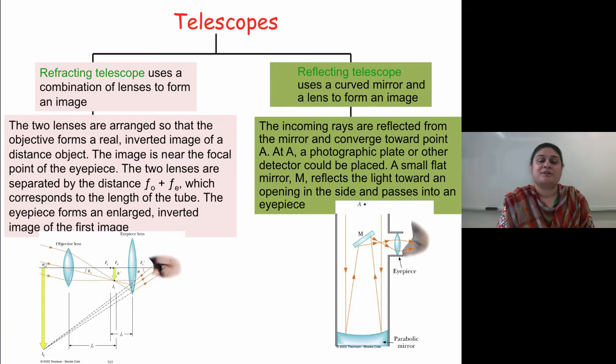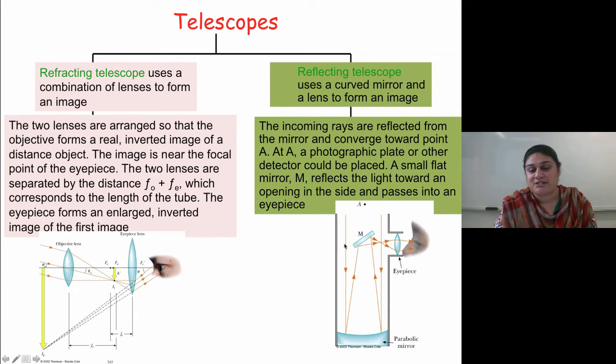Telescope. There are two different kinds of telescope. One is called a refracting telescope and the other is called a reflecting telescope. A refracting telescope uses a combination of lenses to form the image, whereas a reflecting telescope uses a curved mirror and a lens to form an image. So in a refracting telescope, you have an objective lens and an eyepiece, and then you can see the image coming from really far away as being enhanced.